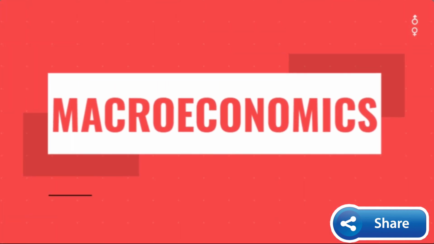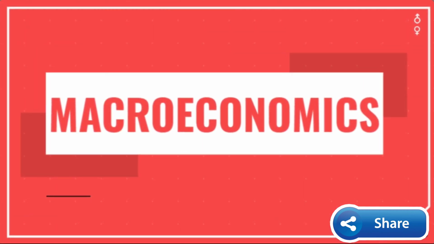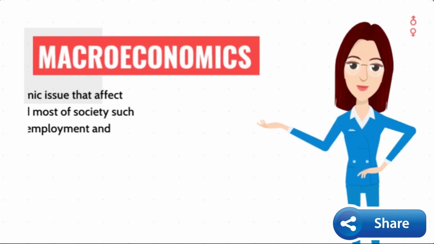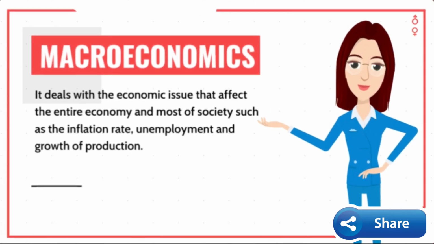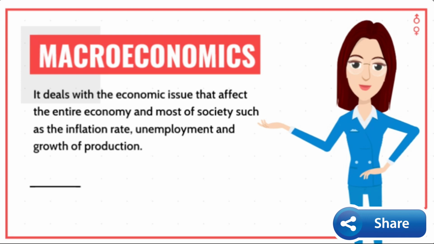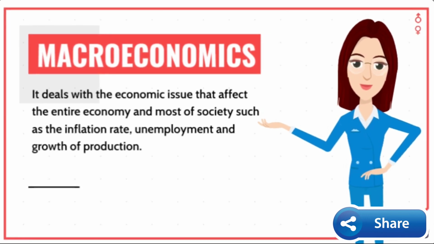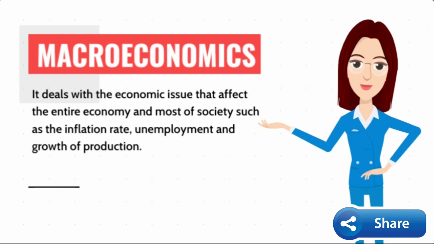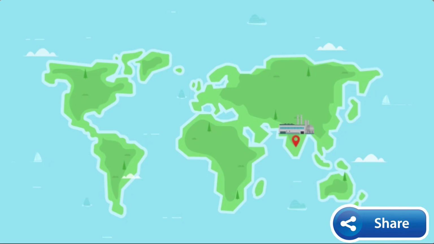Now, we proceed to macroeconomics and business cycle. What is macroeconomics? Macroeconomics deals with the economic issues that affect the entire economy and most of society, such as the inflation rate, unemployment, and growth of production. Macroeconomics is the branch of economic theory that considers the overall environment in which businesses operate.